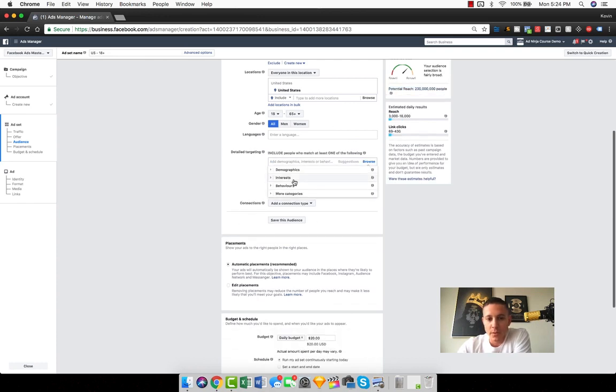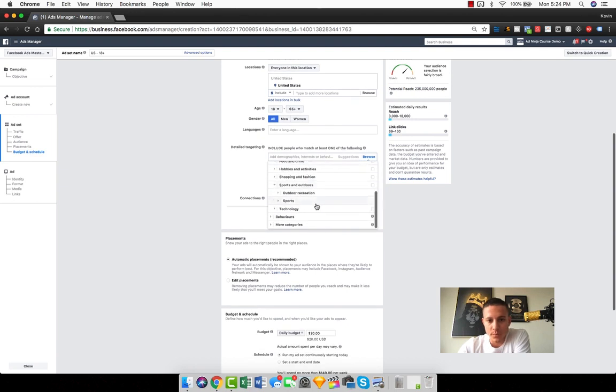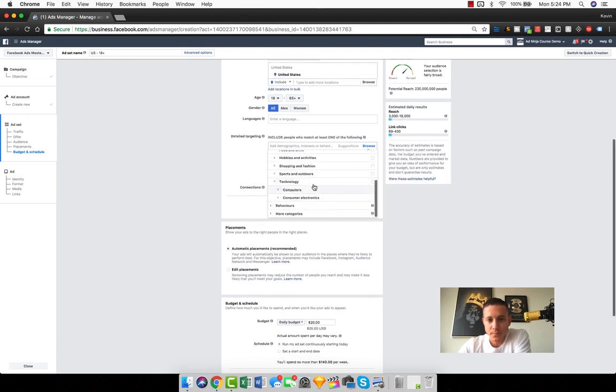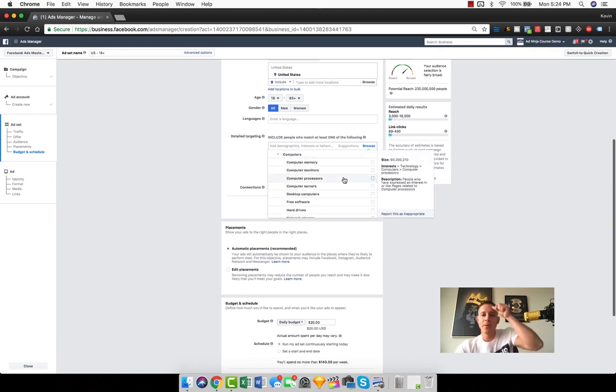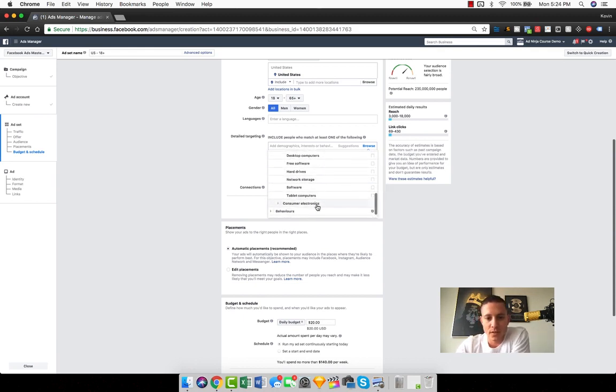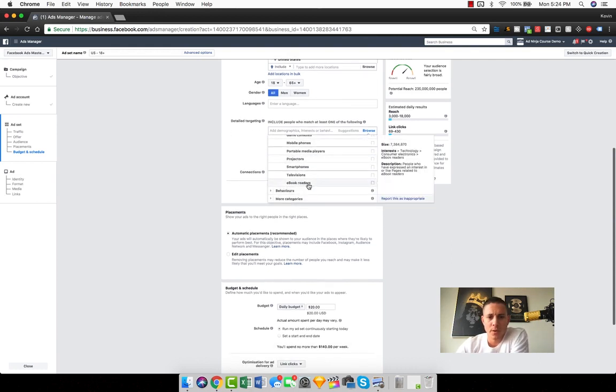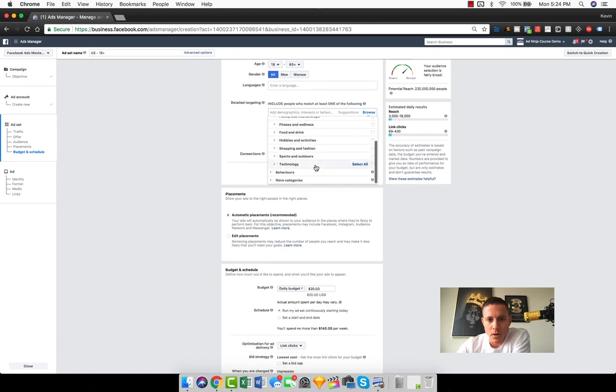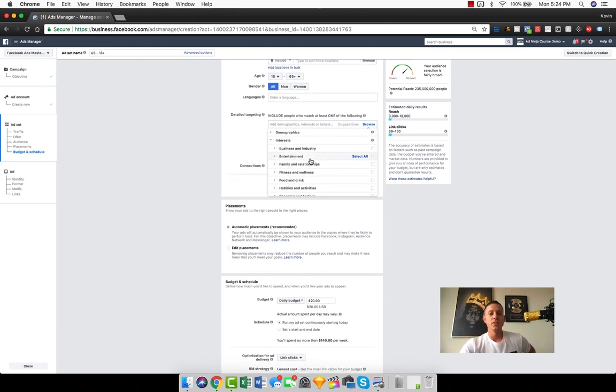So let's get back into it. Interests here, we were in sports and outdoors, sports, car racing, tennis, triathlons, right? Technology, this is a great one. People who are interested in technology, for example, people who are interested in mobile phones, if you're selling phone cases, for example, ebook readers, televisions. And so that is pretty much all of interests. And so interest is obviously a huge category.